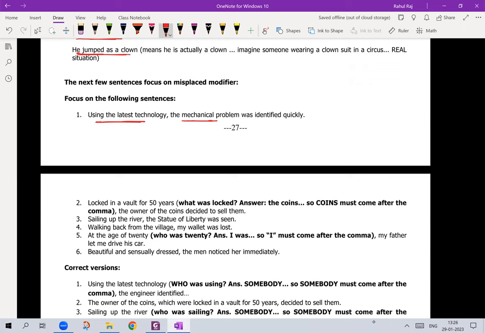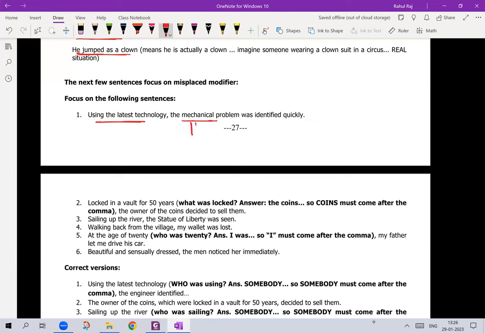And if it is not right, why is it not right? Please tell. You are most humbly, respectfully requested to speak. Because the latest technology should refer to who is using the technology. Tell me what the meaning coming out is. Why are you getting into this thing? What is the meaning here?